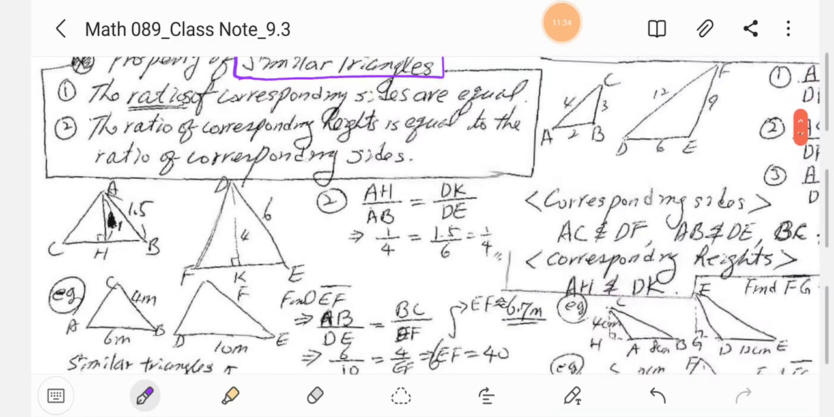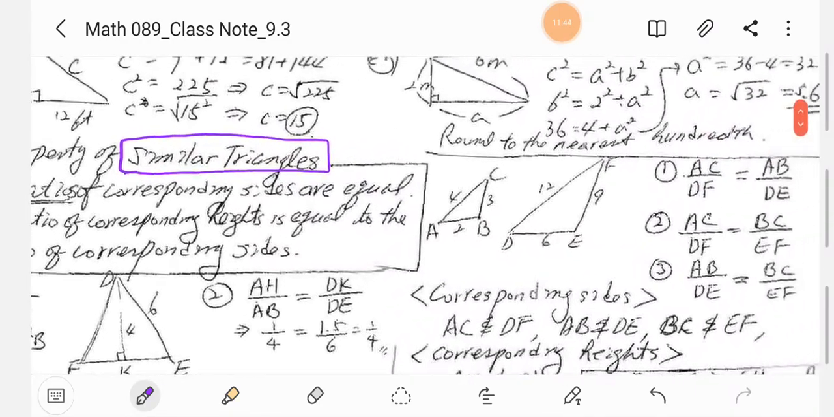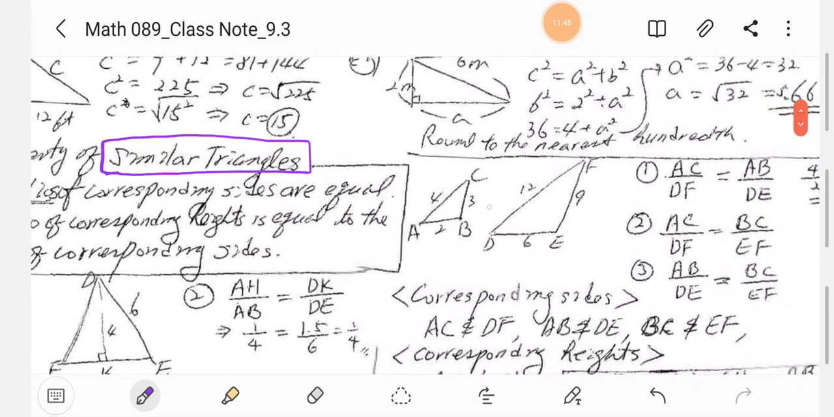Okay, the ratio of corresponding heights is equal to the ratio of corresponding sides. Same thing, same meaning. So look at this one. Let's say these two are similar. Okay, are these similar?